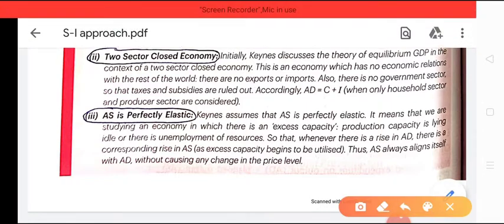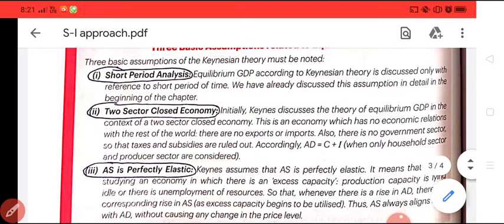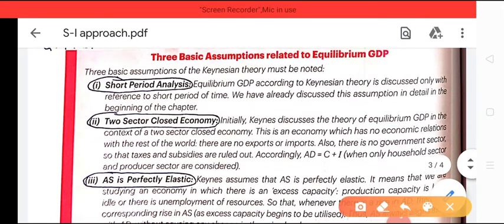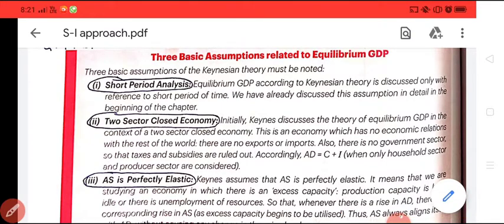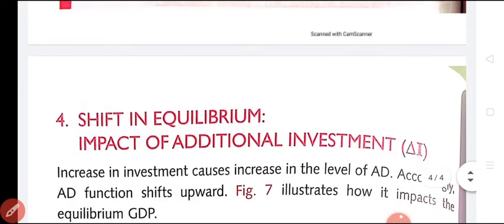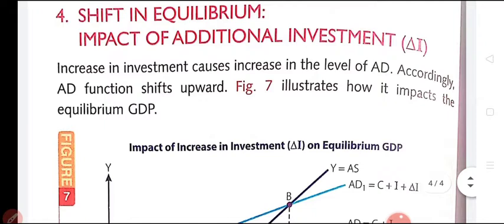So both our approaches, the aggregate demand approach and the aggregate supply approach, are based on these three basic assumptions. First, this is short period analysis. Secondly, we have a two sector model and a closed economy, and thirdly, aggregate supply is perfectly elastic. Now, how can a shift in equilibrium take place? This will only happen if additional investment is increased.